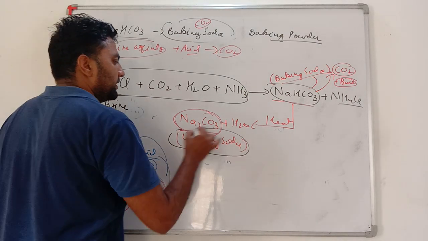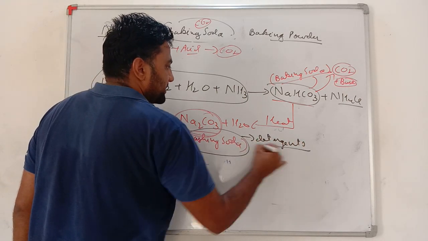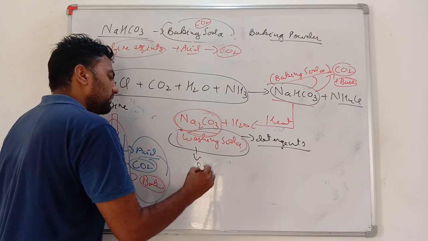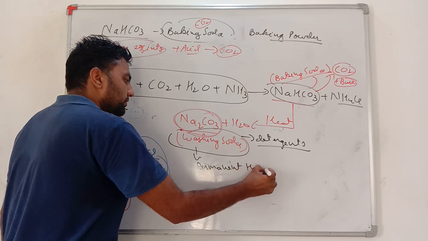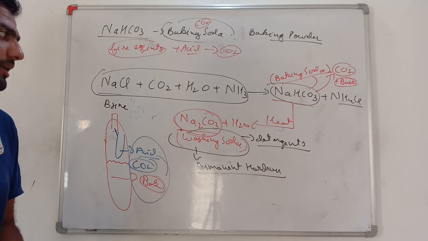Washing soda is used in detergents, very important. Washing soda destroys the permanent hardness of the water. So very important, my dear students.